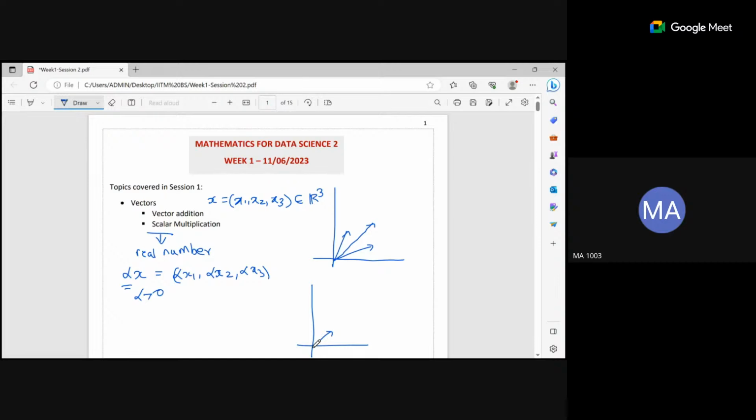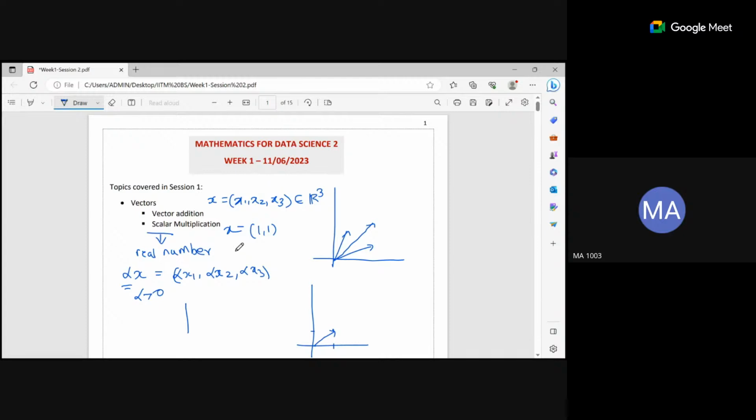For example, if you take x equal to 1, 1, you know where 1, 1 is. So this is your vector 1, 1. Now what happens when you multiply x equal to 1, 1 with 2? 2 times 1, 1 is equal to 2, 2, and this lies here. So this vector just gets extended like this.